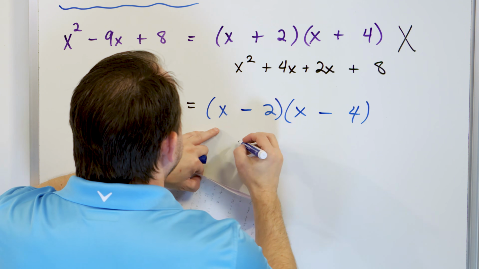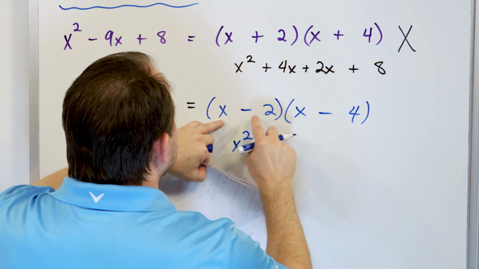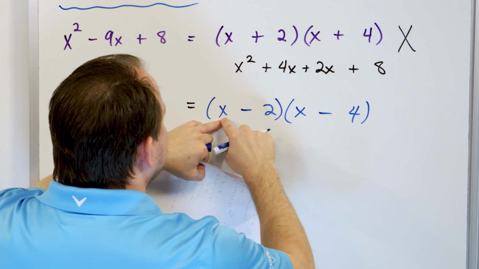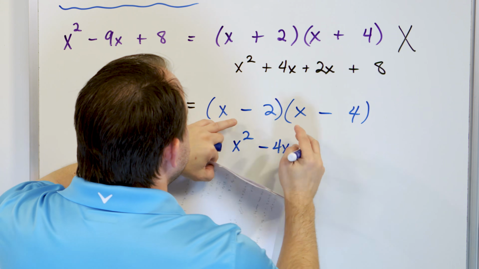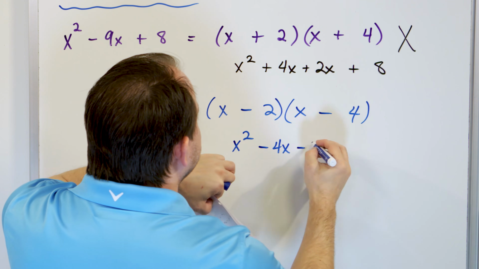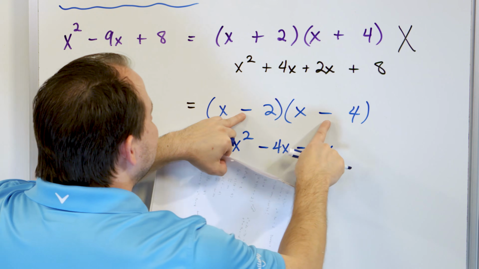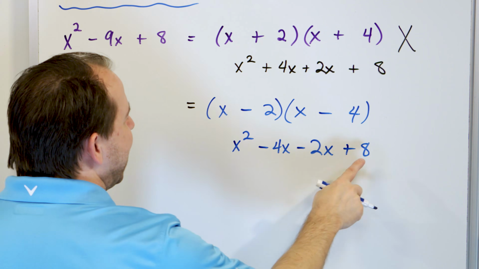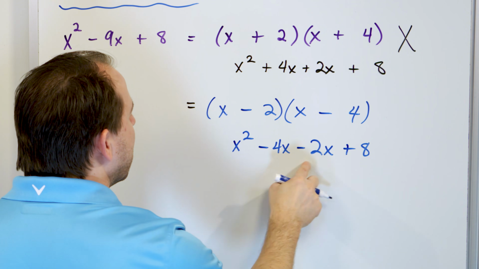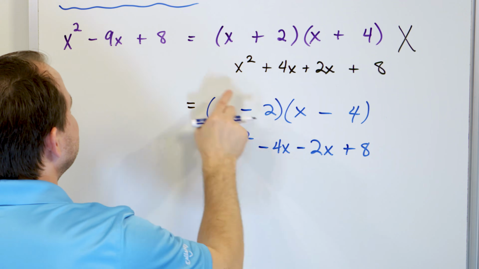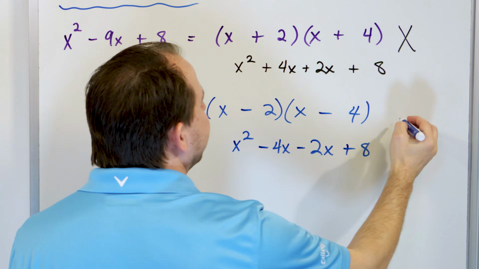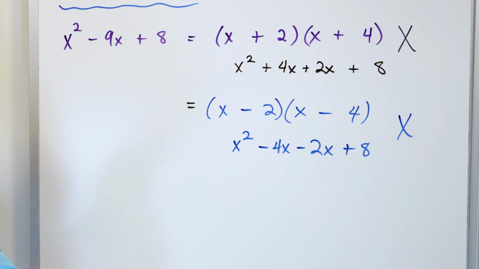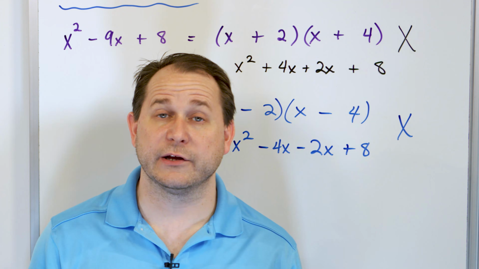So what we'll have then is the first terms will give us x squared. The last terms, don't forget it's negative 4 times this, will give a negative 4x. Inner terms will be negative 2 times this, giving you negative 2x. Last terms, negative times negative does give me that positive 8. But notice what happened is everything's correct except, again, the middle is wrong because it's negative 6x. That's not what I started with. So this is wrong.